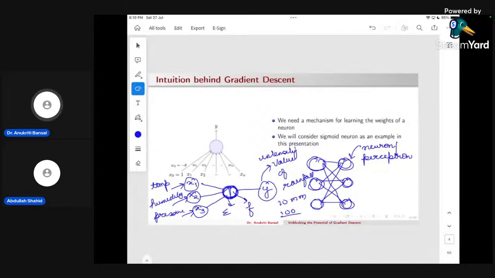Or if I take a movie example, whether I like a movie or dislike a movie, maybe for me, the actor is more important. If the actor is suppose Ranveer Singh, I will definitely go and watch the movie. But suppose it is some other actor, I will not go and watch a movie. So there can be a weightage of certain input parameters as compared to other parameters. So each of these inputs are associated with these weights.